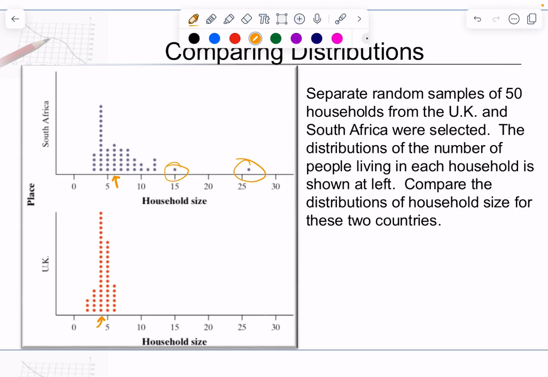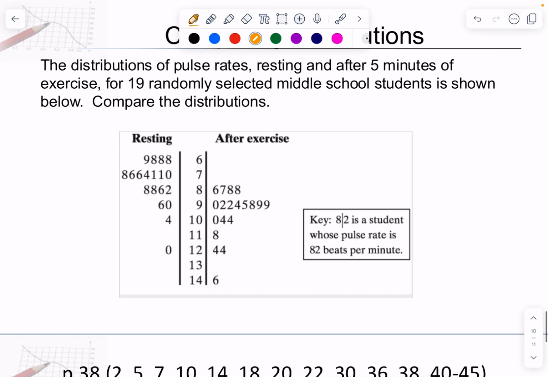So we talked about shape for both, spread for both, we talked about center, and then possible outliers. So you'd want to make sure to comment on all 4 of those and how they compare to the other.